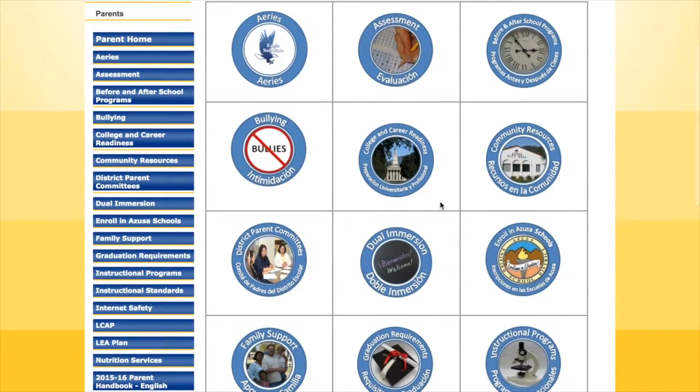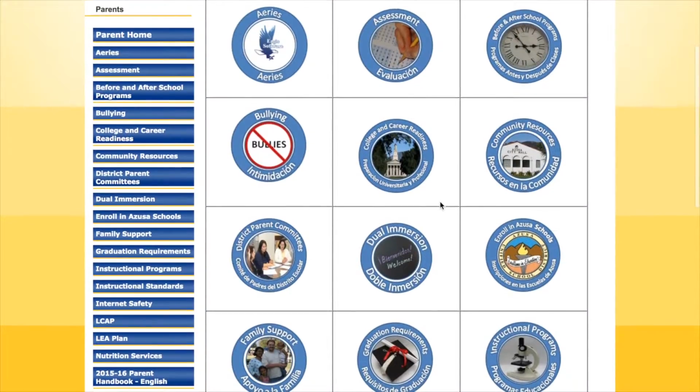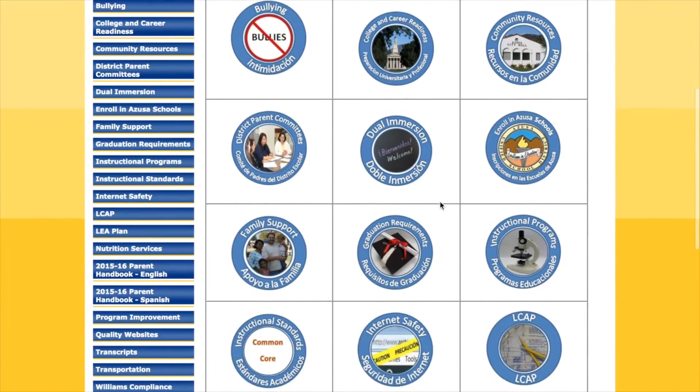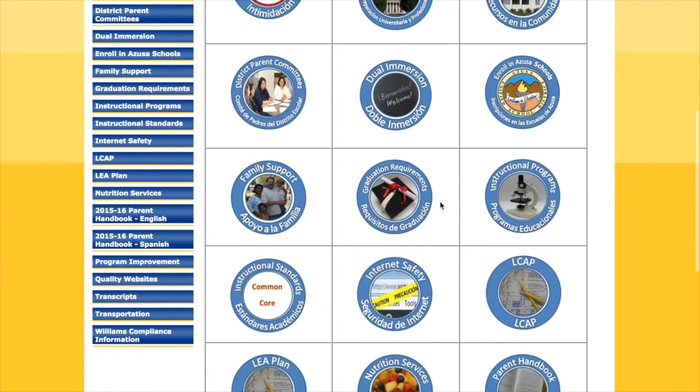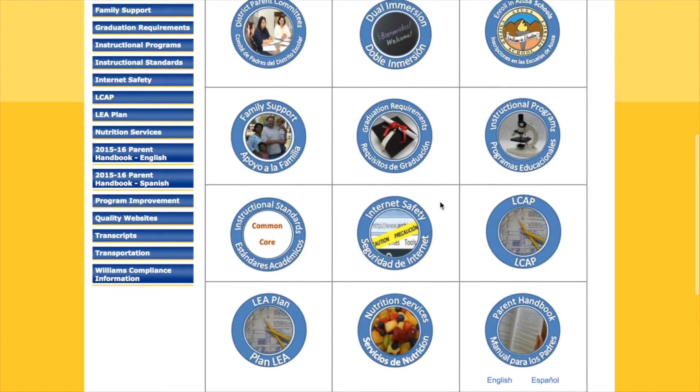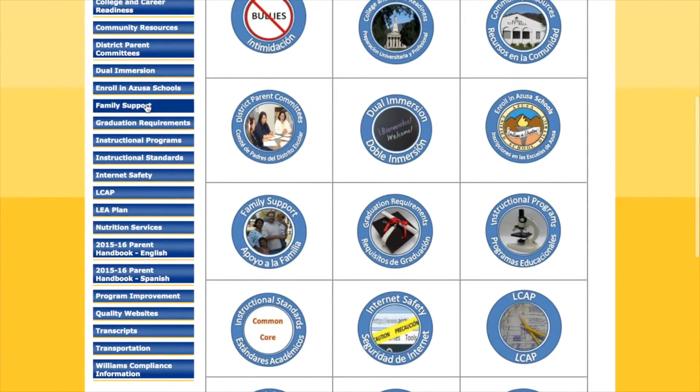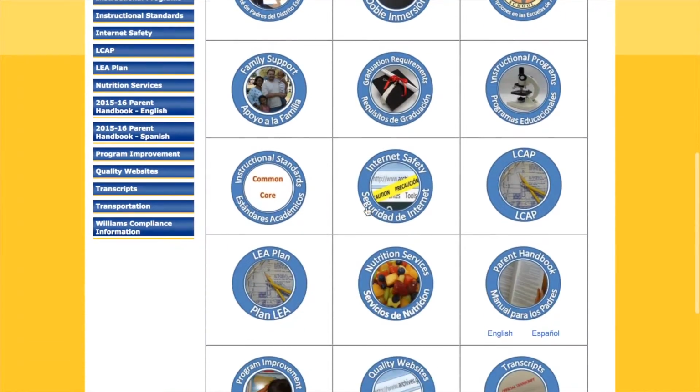You will notice that the site is organized into convenient buttons that make searching for what you need a breeze. If you prefer an alternative to the buttons, you will notice that there is a list of tabs on the left side of the screen that will guide you in the same fashion as the buttons. Now, let's scroll about halfway down the screen and begin with the Instructional Standards button.